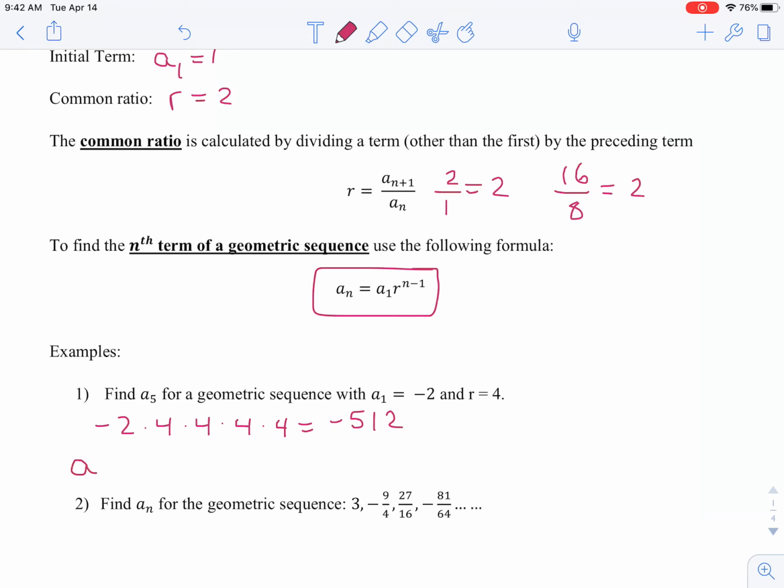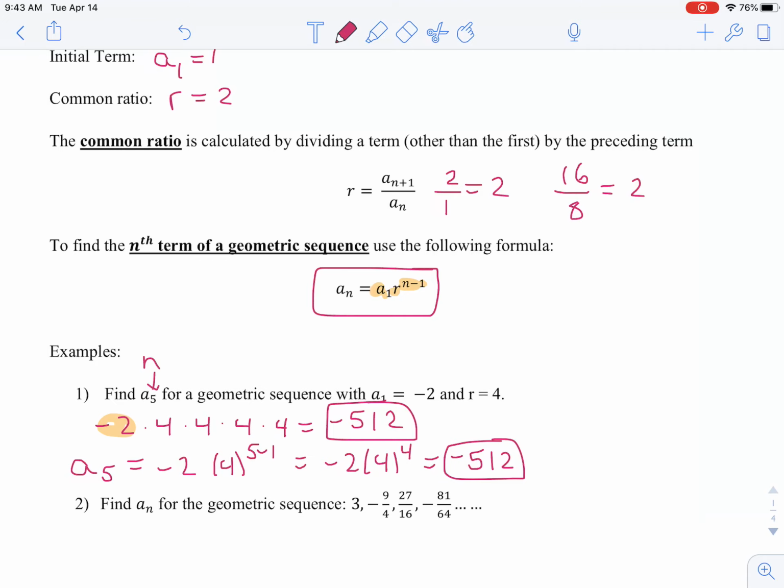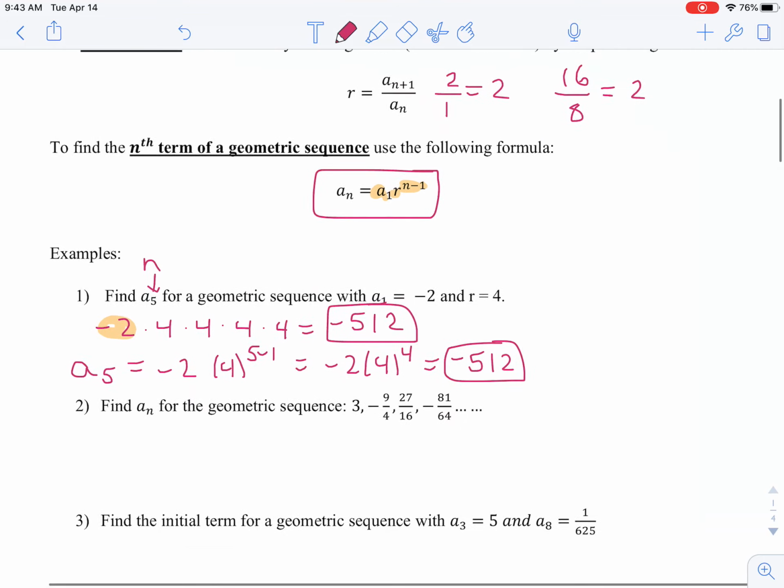But if you really think about this, this goes right back to our formula. a sub 5 would equal the first term, which is negative 2, times r, which was 4, to the n minus 1. Well, in this case, since it's a sub 5, there's our n, 5 minus 1. That is negative 2 times 4 to the fourth. Now, the formula really helps us when we're dealing with a term like the 90th term, or something that we don't want to just keep hitting multiply by a number on our calculator.